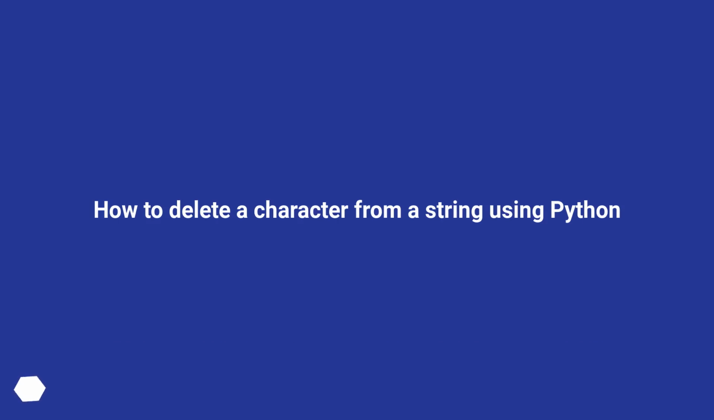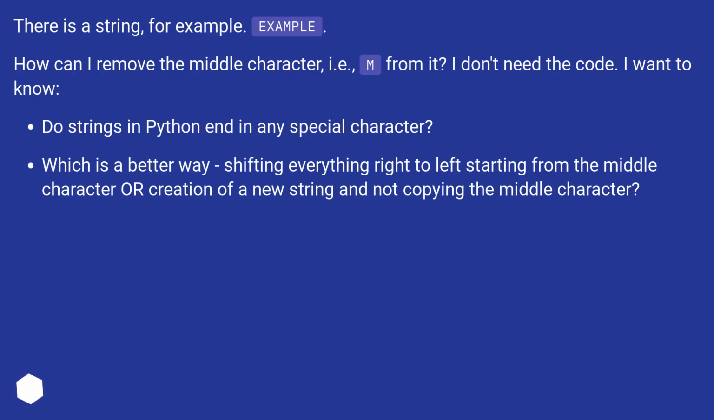How to delete a character from a string using Python. There is a string, for example. How can I remove the middle character, i.e., m from it? I don't need the code.